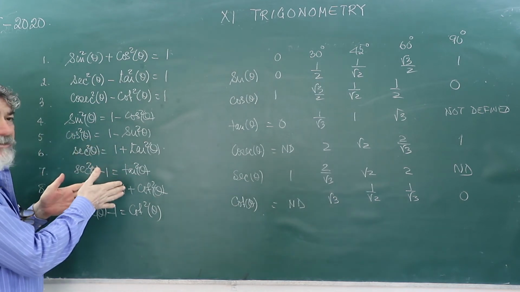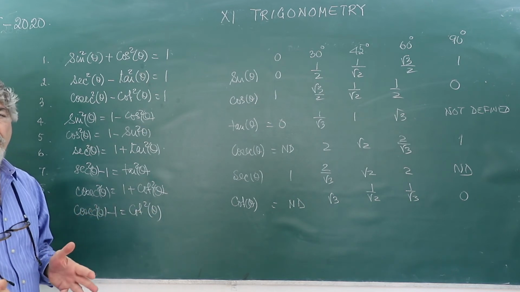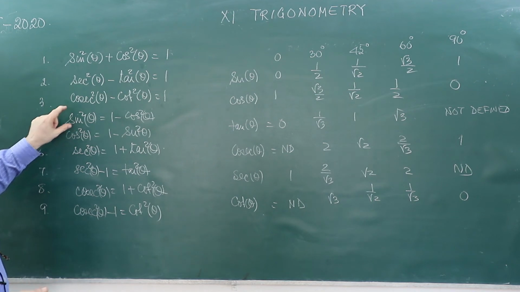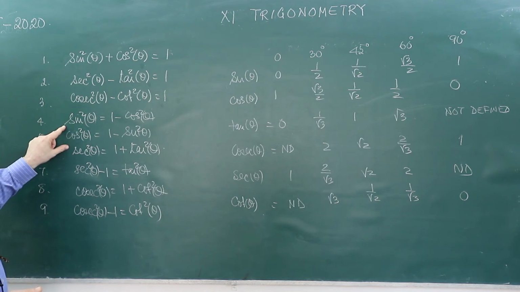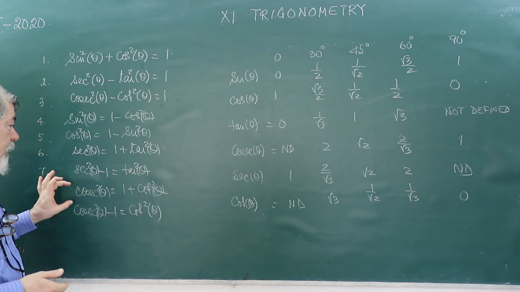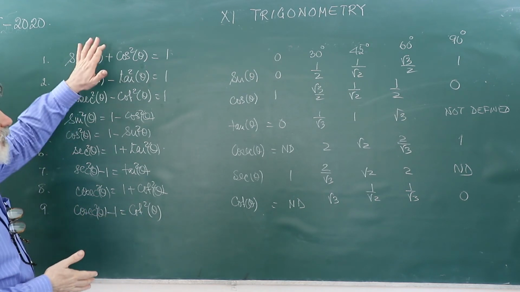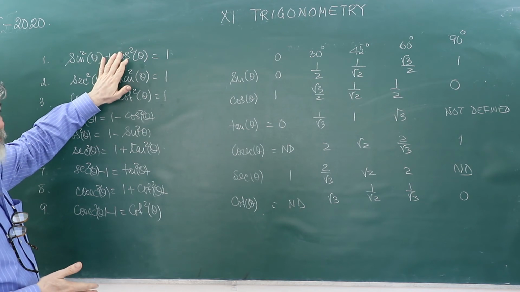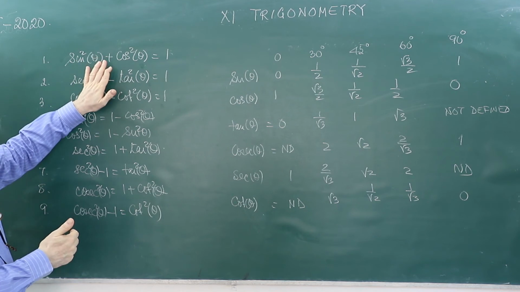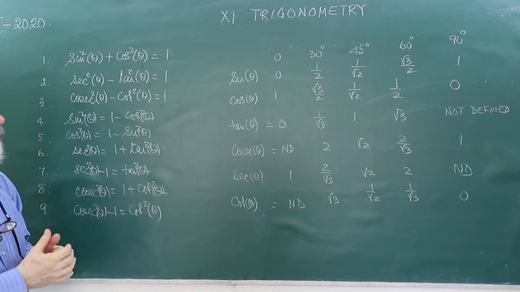But from these relations we can get other relations by changing the subject of the formula, which you have studied. Here I have made sine square theta the subject of the formula. Here cos square theta. Here sec square theta, here tan square theta, cosec square theta and cot square theta. This is the same relation. The first three are basic relations. From them we get a further 6 relations, which can be applied according to situations wherever we need.